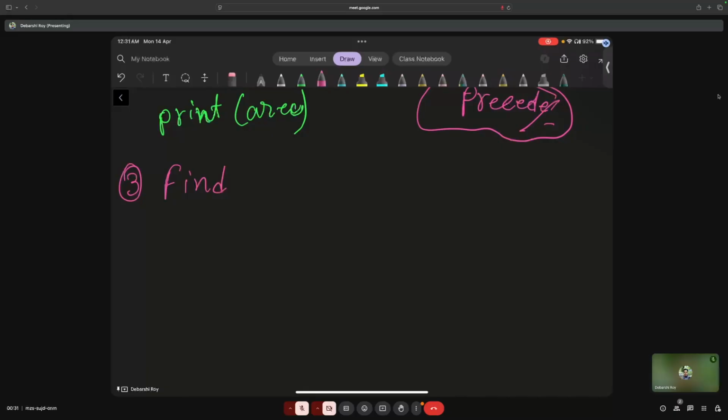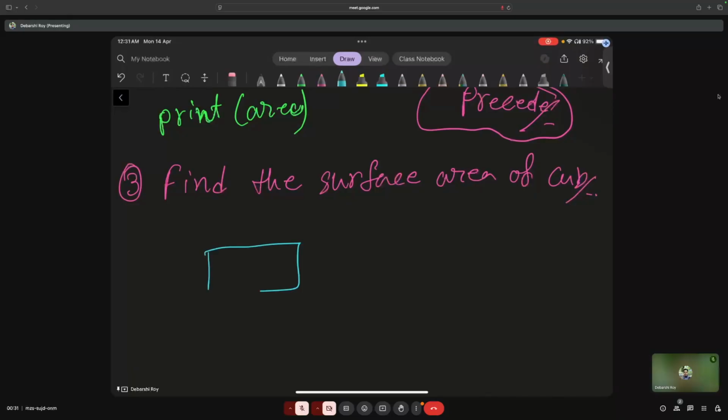Another basic question we can consider is to find the surface area of a cuboid. You all know how a cuboid looks, like this. My drawing skill is not as good as yours, guys, so please consider it as a cuboid. To calculate the surface area, this is the length, this is the breadth, and this is the height.